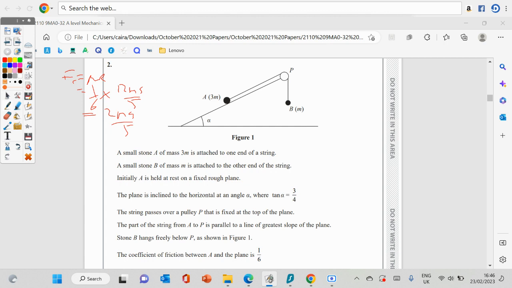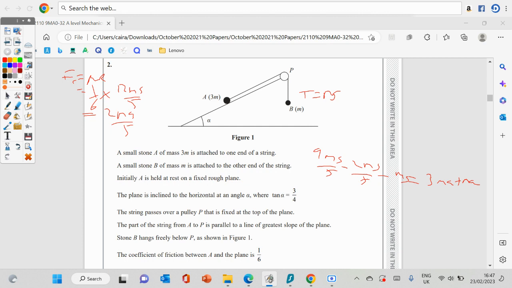If we look at the motion of B, we had just the tension going up and the weight of mg coming downwards. So this is just going to be that the tension is equal to mg for the motion of B. So we can do F equals ma once again, and we can say 9mg over 5 minus 2mg over 5 minus mg has got to be the sum of the masses and the acceleration.